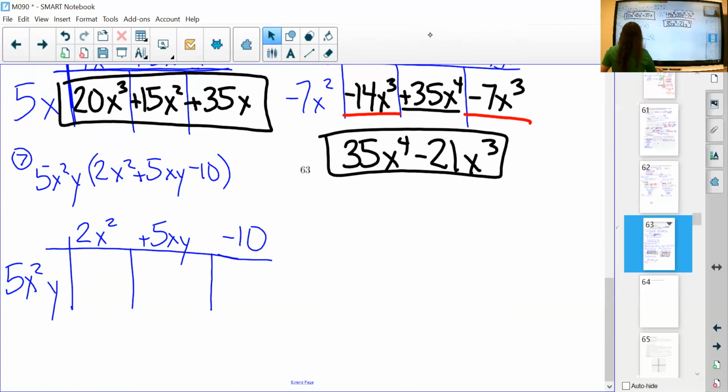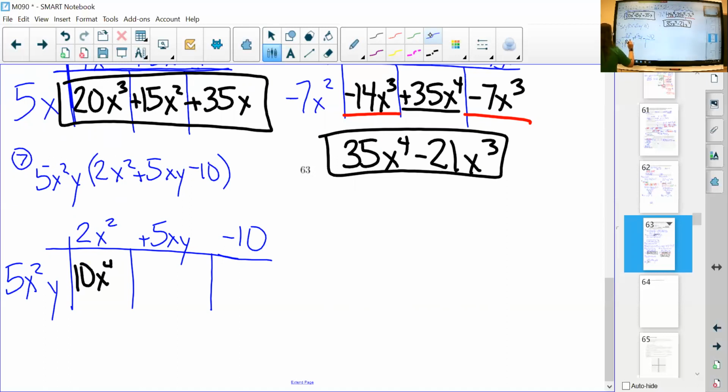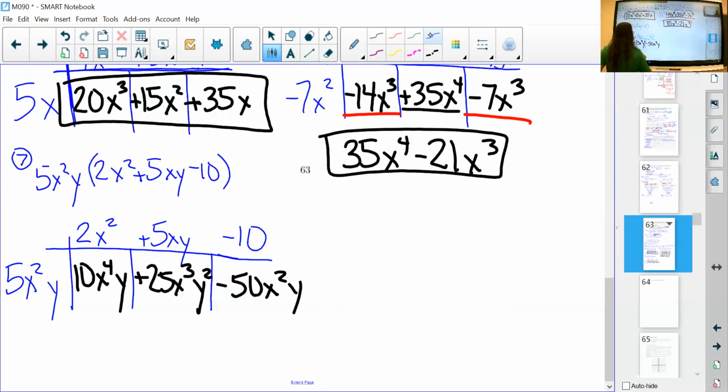Okay. Let's find the product of the blue numbers. Product of the blue numbers again. 5x cubed y squared. The product of these, negative 50x squared y.